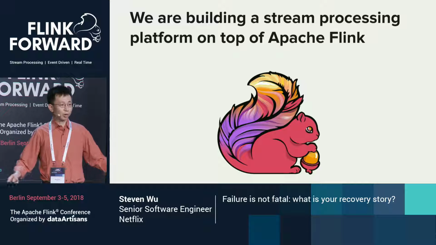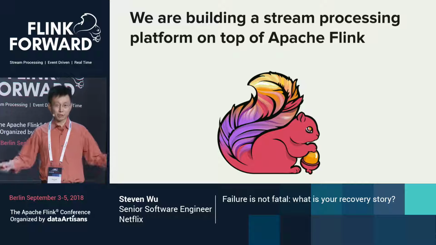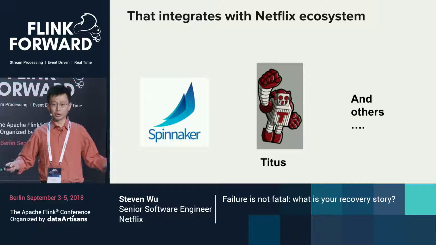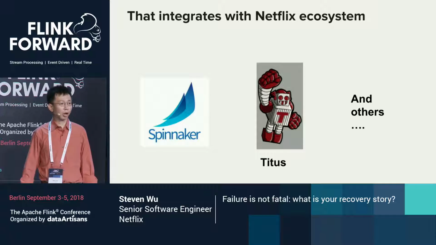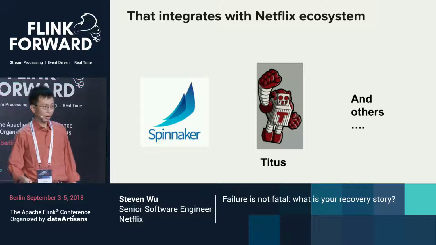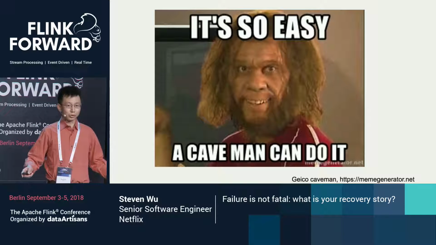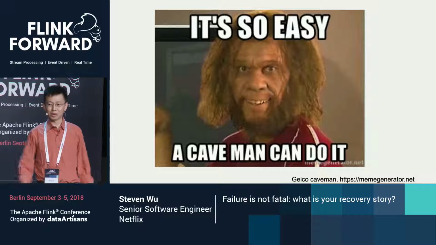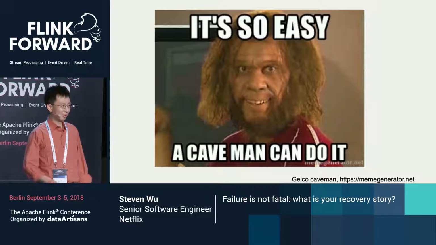We are building a stream processing platform on top of Apache Flink. It provides integration with the Netflix ecosystem, like our continuous delivery system, Spinnaker, our container runtime platform, Titus, and many other things. The other goal we want is to make stream processing so easy that even a caveman can do it. That is our slogan. Let me show you a couple of things.